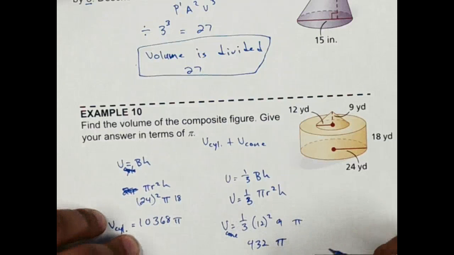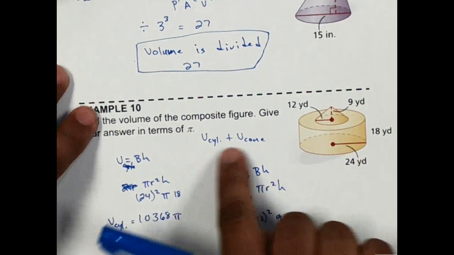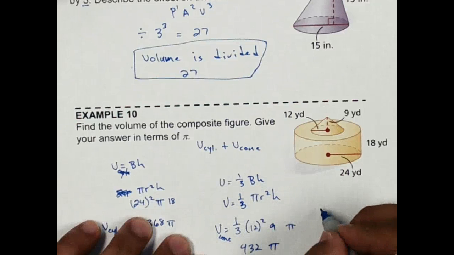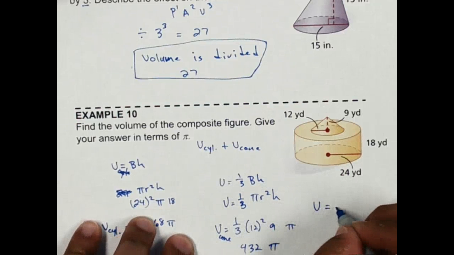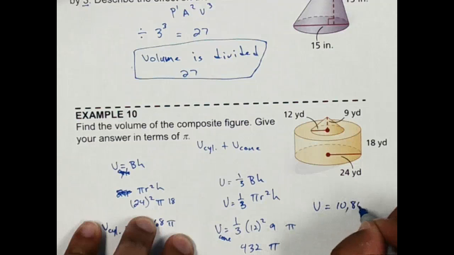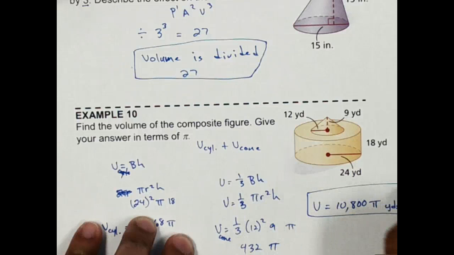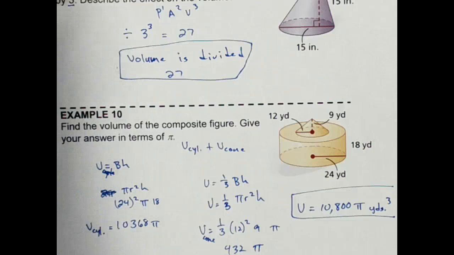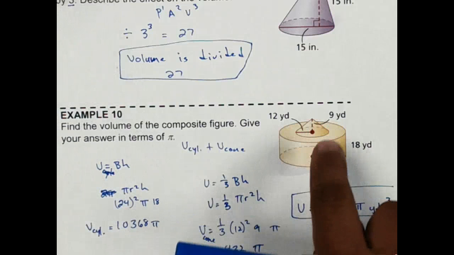432 pi. So I want to add these two: 10,368 plus 432 is going to give me my combined volume of 10,800 pi yards cubed. So that's going to be my total volume for both the cone and the cylinder.